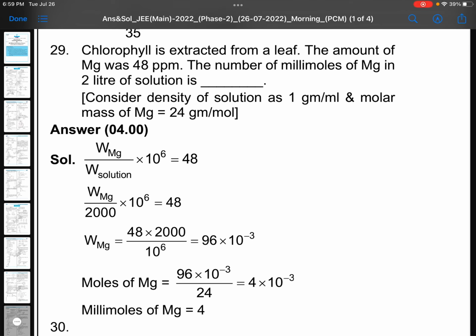Millimoles, moles when you got, you can find the millimoles. So for moles, divided by 24, millimoles into 10 power 3. Once if you get the moles, 1 mole is equal to 1000 millimoles. So that is 4.